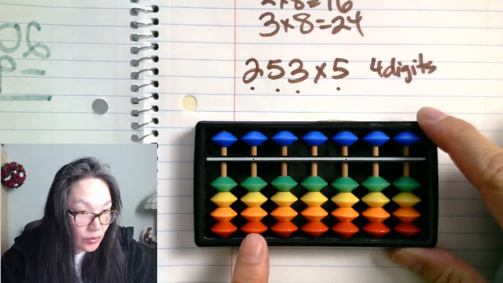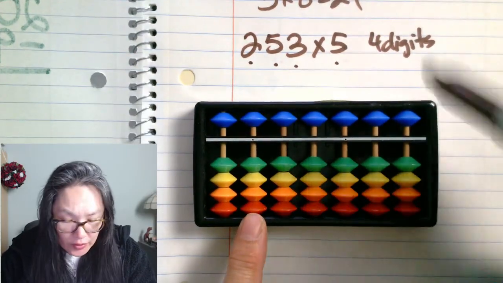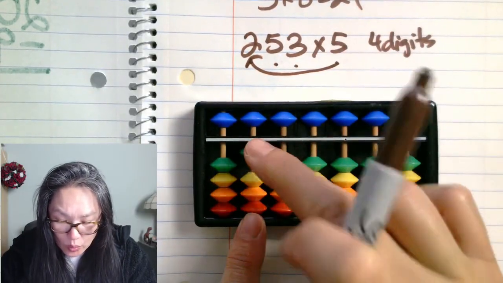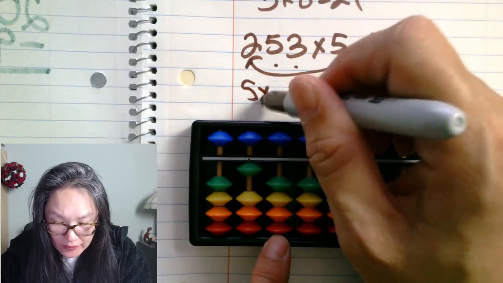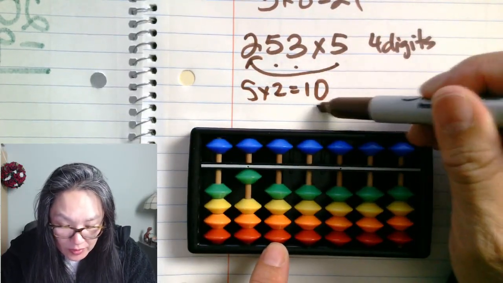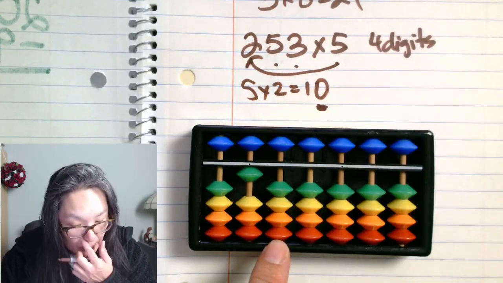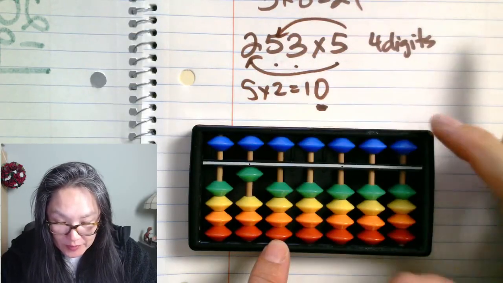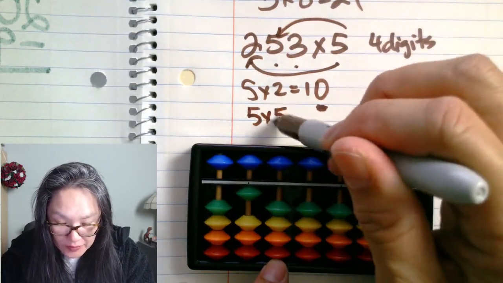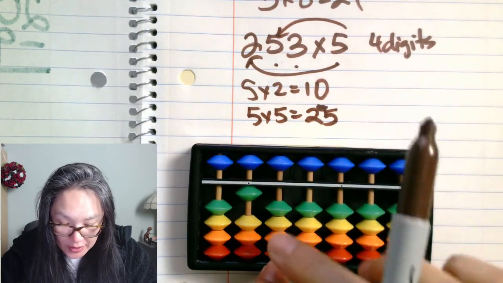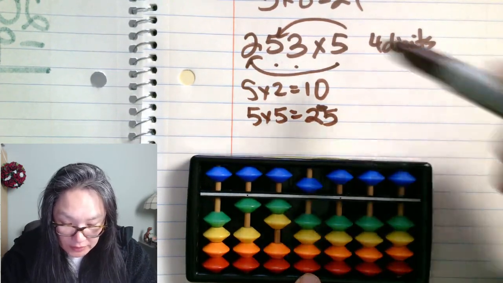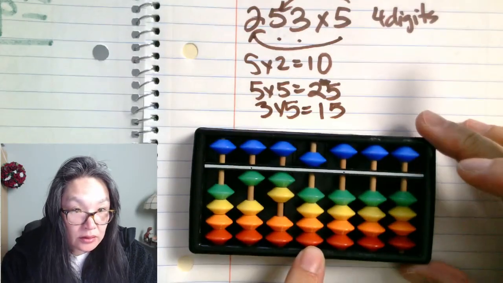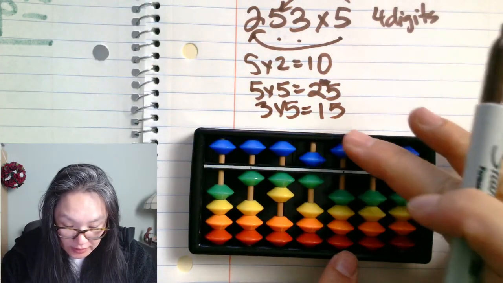What is the first thing we're going to do? The first thing is 5 times 2. 5 times 2 is equal to 10, a 1 and a 0. Remember there's a 0, so we have to do 1 and a 0. Then we do 5 times 5, which is 25. Add 2, add 5. And then 3 times 5 is 15. So we do 1 and then 5.